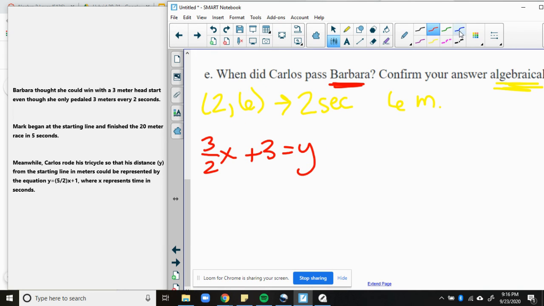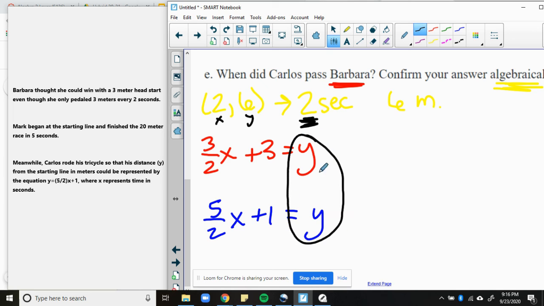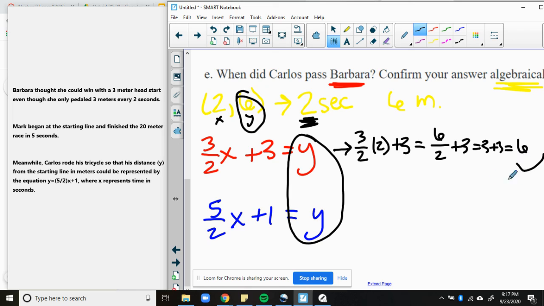And then Carlos's equation is over here. So all we need to do is double check that at 2 seconds, which we know is our x value, both of these should give us the same y value of 6. So let's see what happens when we plug in a 2. And that is a check mark to show that, yes, that is what we want.